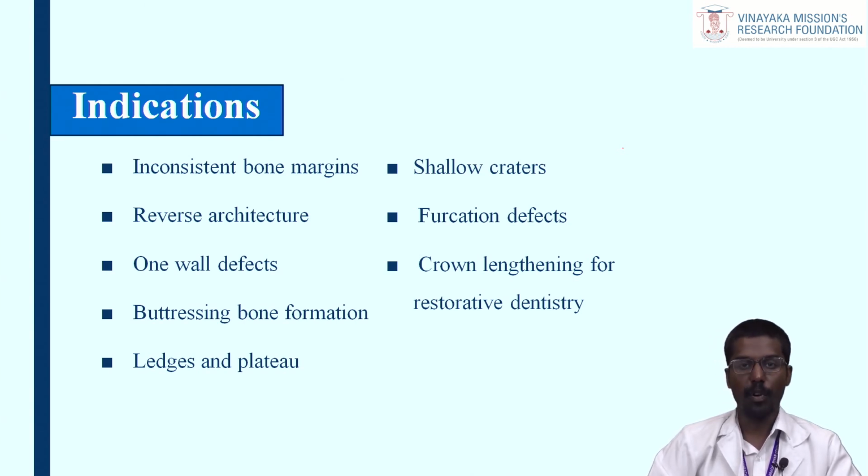Next is the buttressing bone formation. Next are the ledges and plateau. Ledges is nothing but an abnormal elevation of the bone at the marginal level. Next are the shallow craters and furcation defects. As I said, the crown lengthening for restorative dentistry.